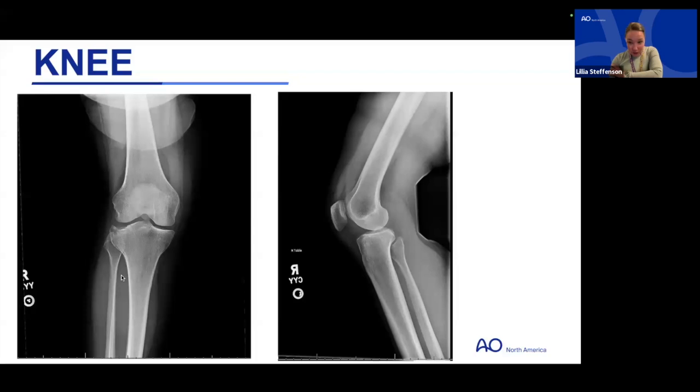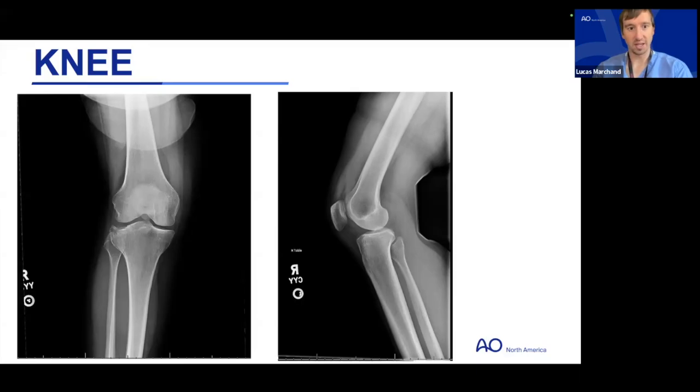Other things I look for on these films is it's a very good lateral image, and you can very subtly see that what should normally be the convex surface of the lateral plateau is actually pushed to below the concave surface of the medial plateau. And I also look for associated fibular head fractures, especially for certain patterns of plateau fractures, that I don't see here.